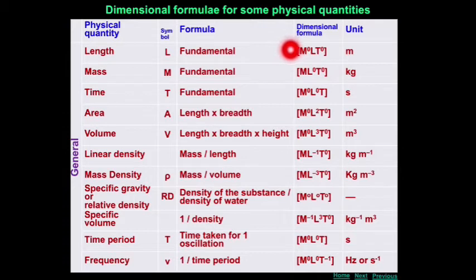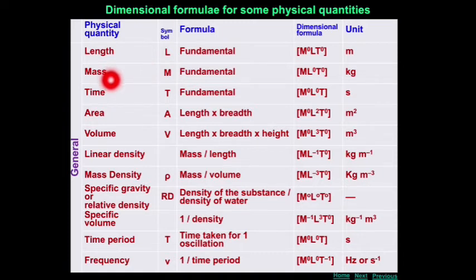We are using the square bracket of the physical quantity. Only L is there, and for the other terms, M power 0 and T power 0. You already know anything power 0 is 1. So L is the dimensional formula for length.